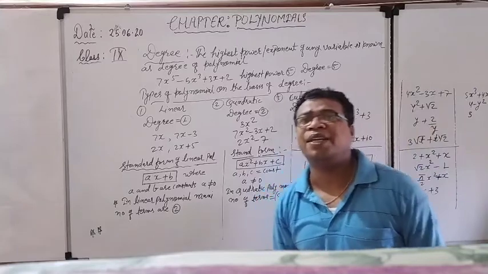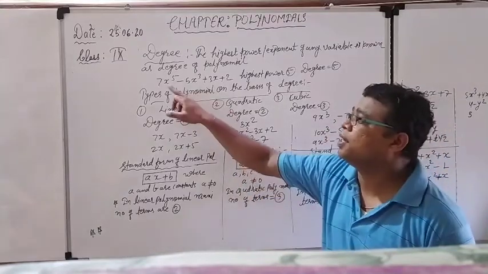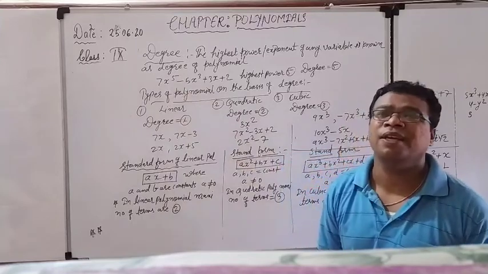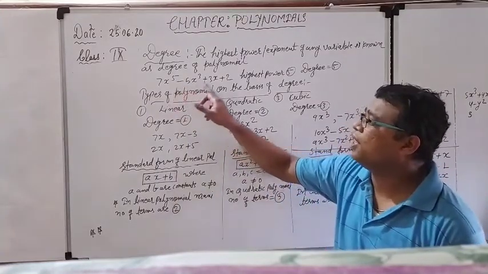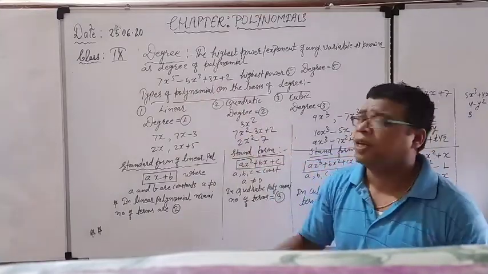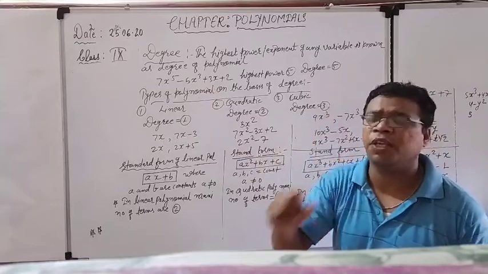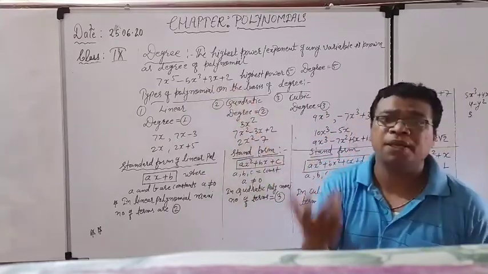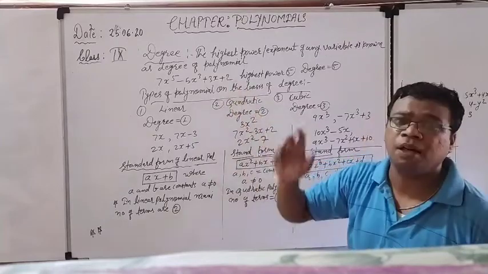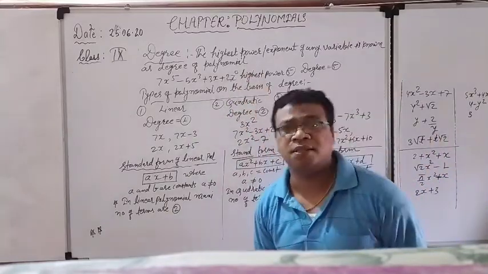So according to this, including all the terms, what is the highest power of any particular term? See the first term, 7x to the power 5. We have to verify each and every term one by one. Here the highest power of the variable is 5. Here the highest power of the variable is 3. Here the highest power of the variable is 1. And here no variable is there. Why? Because it is a constant term, or you can say the power of the variable here is always 0.